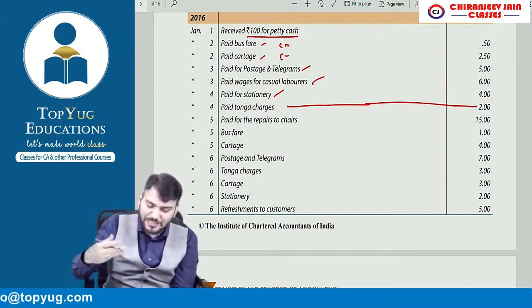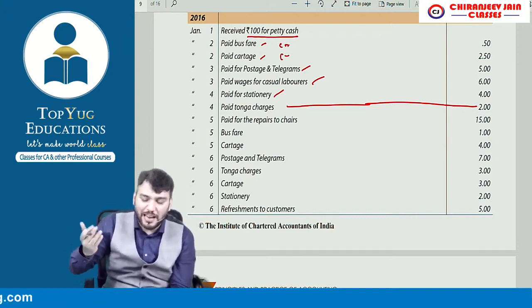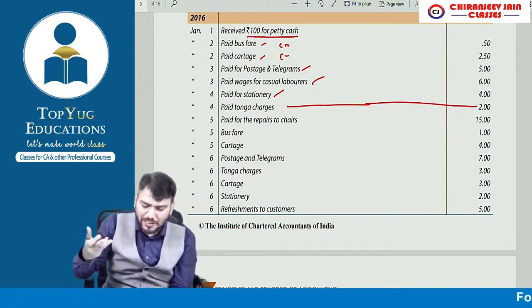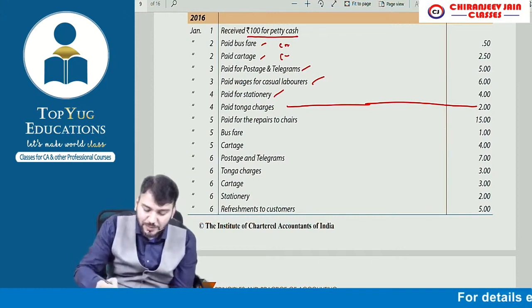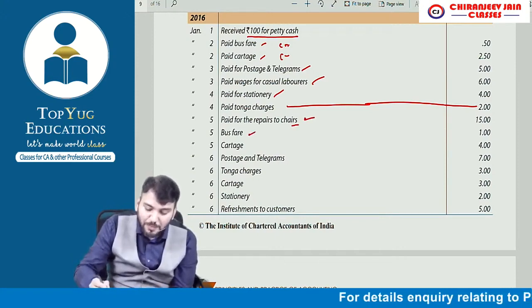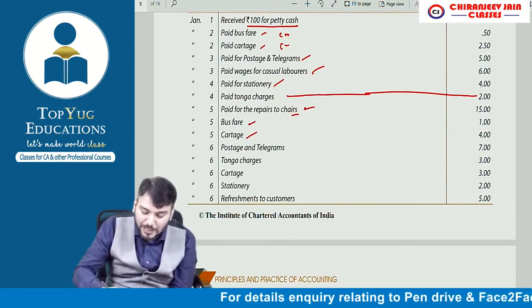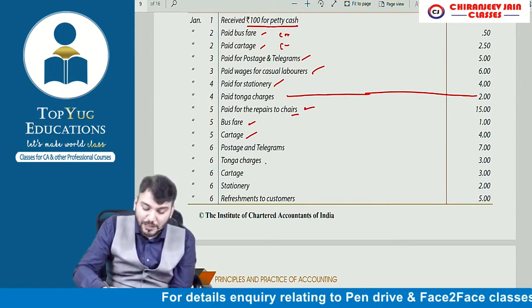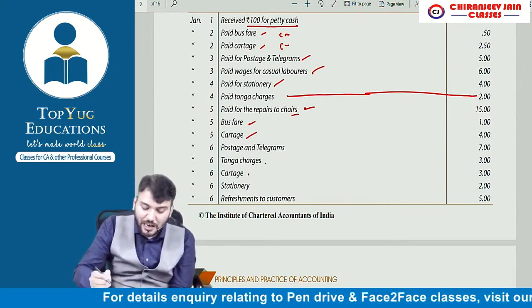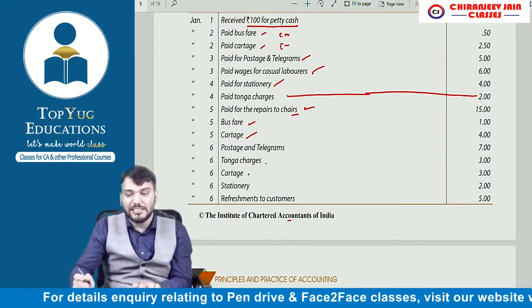This is conveyance expense only, means for conveyance, for carriage of goods, etc. Yes, for carriage of person. That is conveyance expense. Then paid for repair of chairs, the repair expenses. Then bus fare, this is also conveyance. Cartage expense will be separate. Postage and telegram will be separate. Tonga charges once again conveyance. Cartage, stationery, refreshment will be separate expenses.